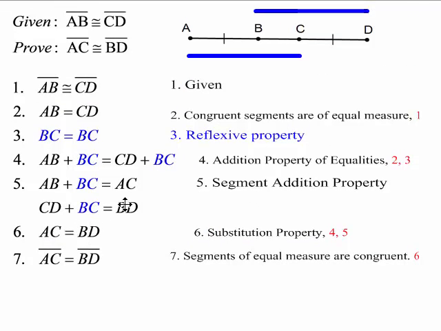Okay. Now, I'm substituting this AC in place of this value here on line 4. That's where this comes from. And BD is being substituted in place of CD plus BC on the right-hand side. So that's strictly substitution. We're grabbing the original statement on line 4, substituting the information on line 5 to create line 6. So that's why I have a 4 and a 5 right there. And once we say that those two segments are equal in length, then we can conclude that they are congruent. Segments of equal measures are congruent. So that proof is done.